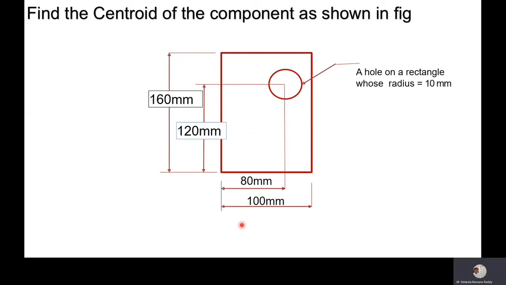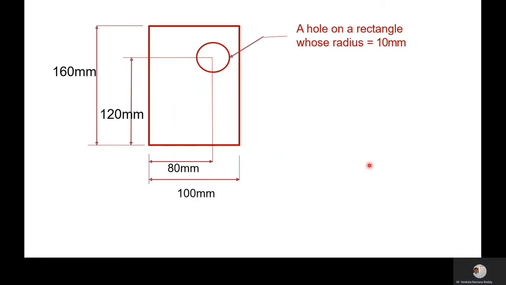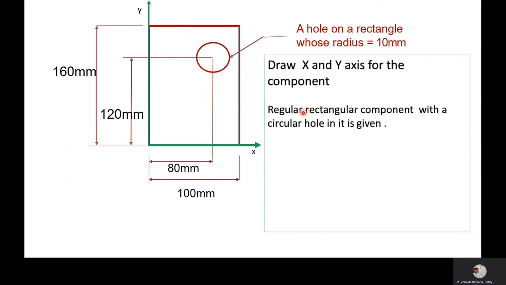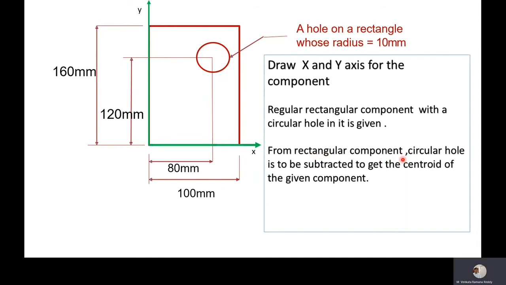Next step is drawing x and y axis for this component. Draw x and y axis for the component. X axis and y axis. Regular rectangular component with a circular hole in it is given. So what we have to do is, from regular rectangular component, circular hole is to be subtracted to get the centroid of the given component.